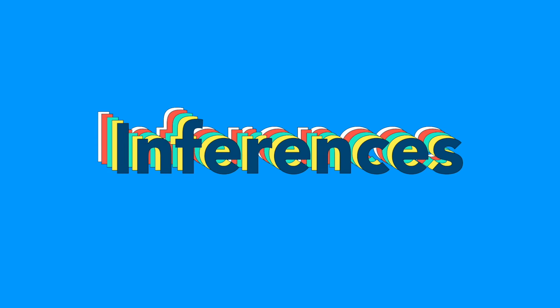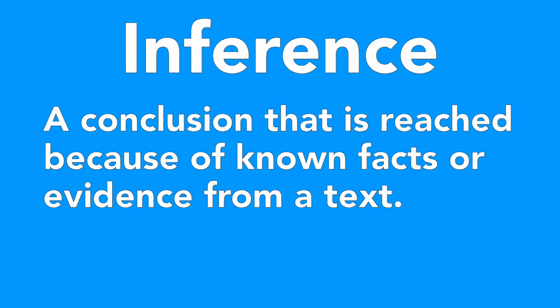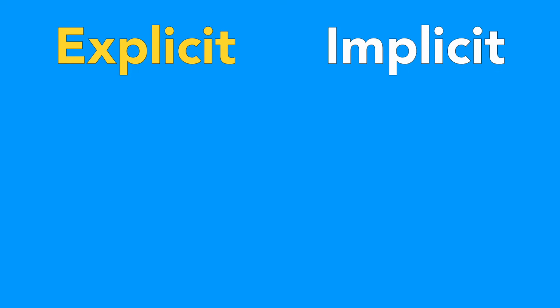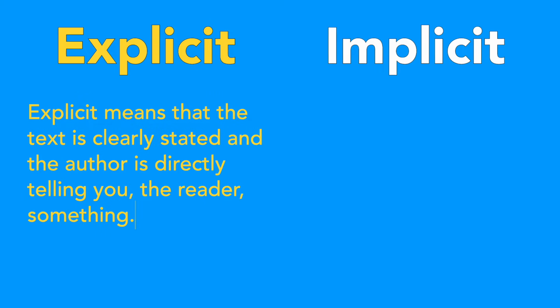Today's lesson is about inferences. An inference is a conclusion that is reached because of known facts or evidence from a text. When you're reading a text, there are two ways that authors are going to give you information. The first way is explicitly. Explicit means that the text is clearly stated and the author is directly telling you, the reader, something.